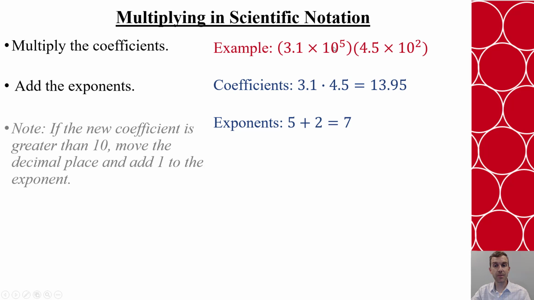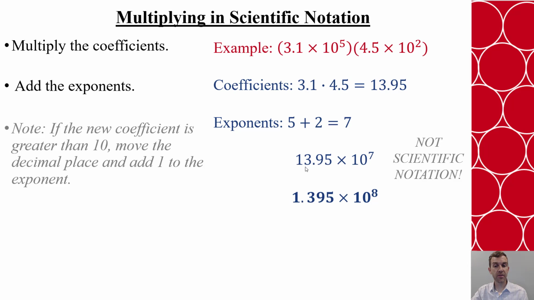Now I'm going to add my exponents. 5 plus 2 is 7. That would give me 13 and 95 hundredths times 10 to the 7th. Well, the problem is that's not scientific notation. I need to move my decimal 1 place to the left. And when I move my decimal 1 place to the left, remember that adds an exponent. So in this case, it's 1 and 395 thousandths times 10 to the 8th.